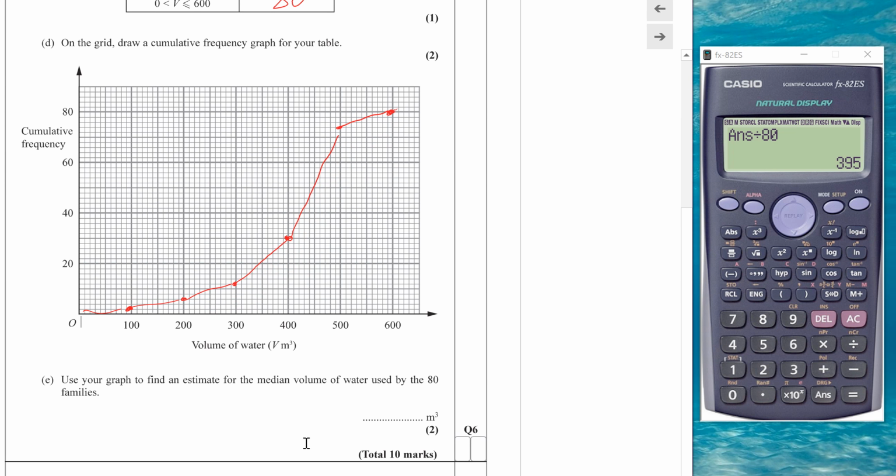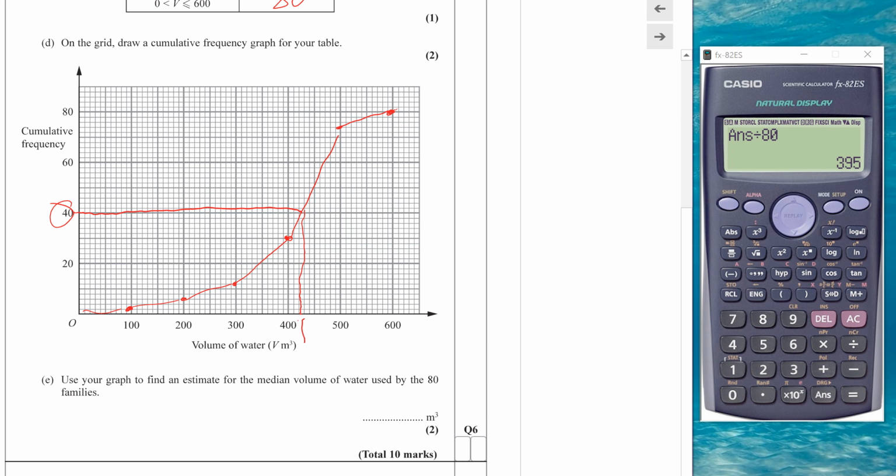In the very last section, we are asked to use the graph to find an estimate for the median volume of water used by the 80 families. Remember, median is the middle value. We've got 80 families. We're going to look at 40. So we find 40 on the axis. We come along using our ruler, of course. You're going to do this more accurately than I'm doing at the moment.